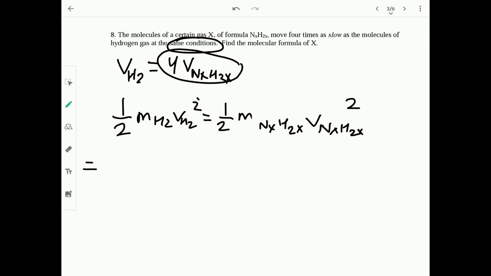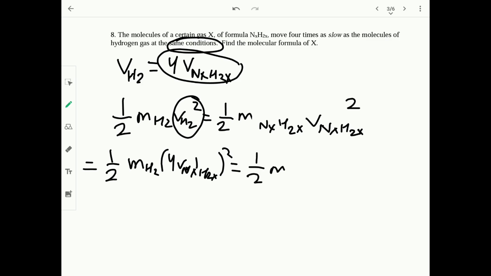Now if we substitute vh squared, we get half mH2 into 4vNx nx H2x squared equals half nx H2x, and then v of all of this squared, right? Now 4 squared is 16. 16 divided by 2 is 8.